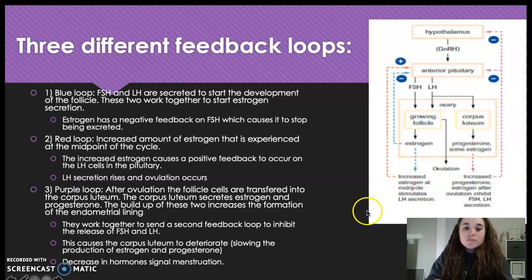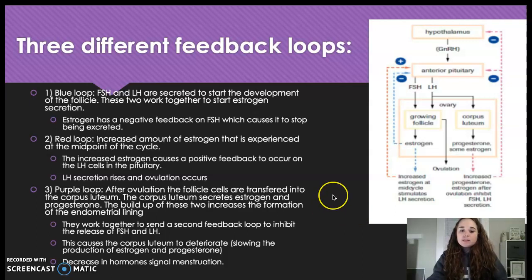The corpus luteum secretes estrogen and progesterone. The buildup of these two increases the formation of the endometrial lining. They work together to send a second feedback loop that inhibits the release of FSH and LH. This causes the corpus luteum to deteriorate, slowing down the production of estrogen and progesterone. The decrease in hormones starts the cycle of menstruation.